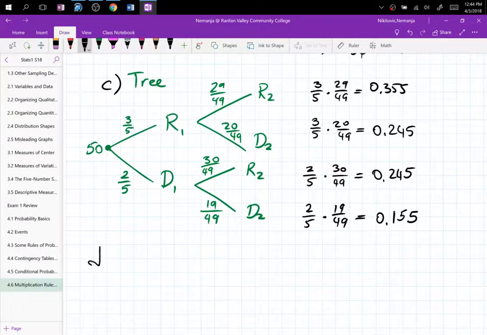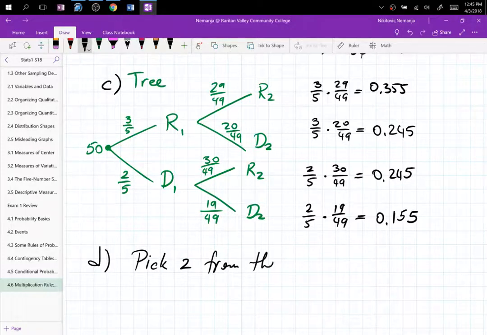We need all of these probabilities because for D, they're asking what is the probability that the two governors selected have the same political party affiliation. So pick two from the same party. How would you go about that? Follow the top of the tree line here, the R1, goes to R2, goes back. And then you would do the same for Democrat and Democrat too. Yes.